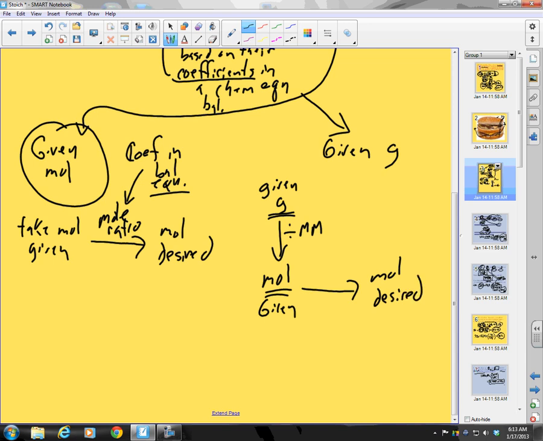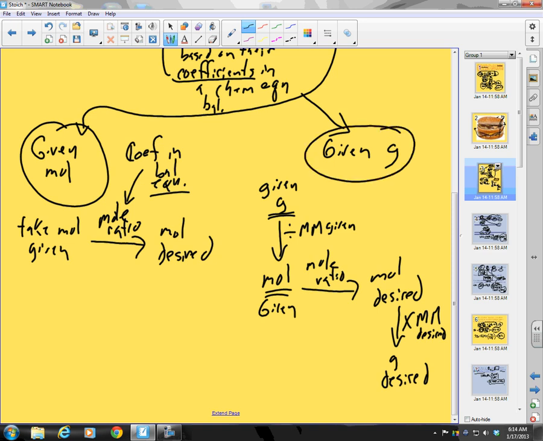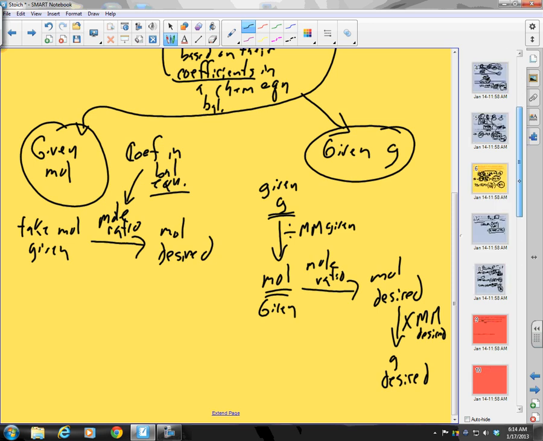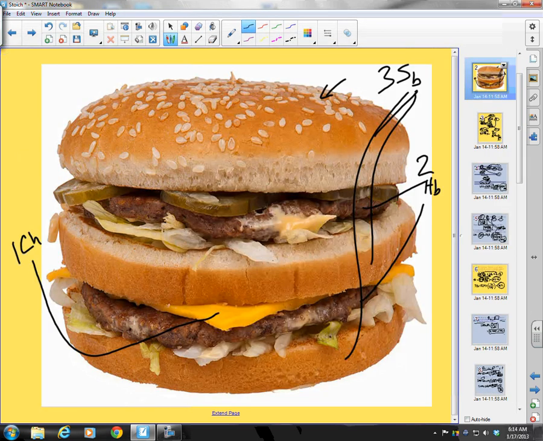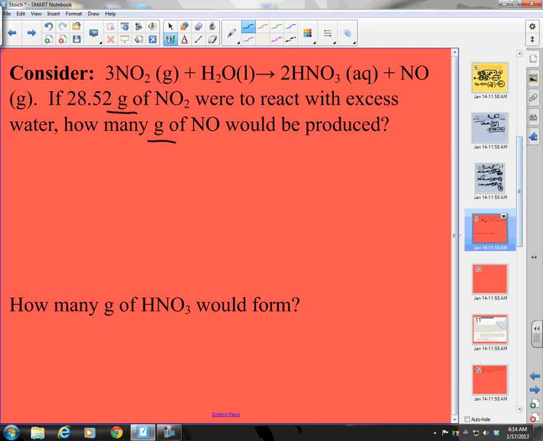And how am I going to go there? Well, I'm going to use my mole ratio. And then I can go from moles of desired to grams of desired. How do I go from moles to grams? I multiply by the molar mass of my desired, right? And by the way, this is the molar mass of my given. They're not going to be the same molar masses, right? Hey, that's all there is to it. This stoichiometry stuff's a piece of cake. Or is it a Big Mac? In any case, let us move on to our question.